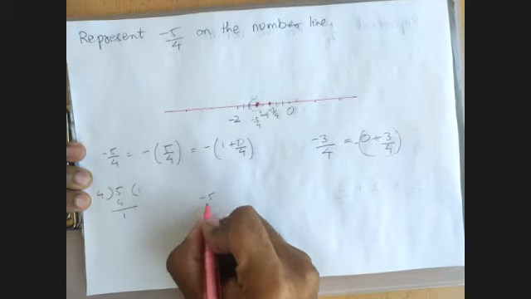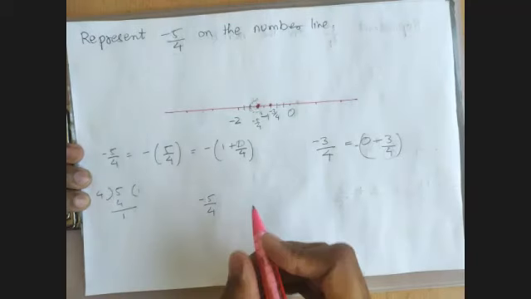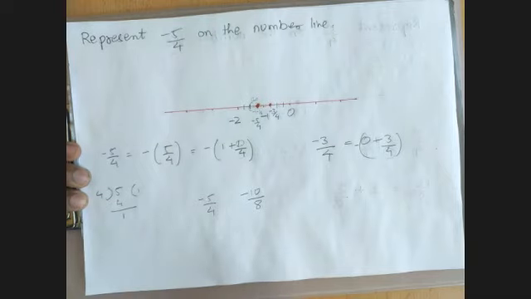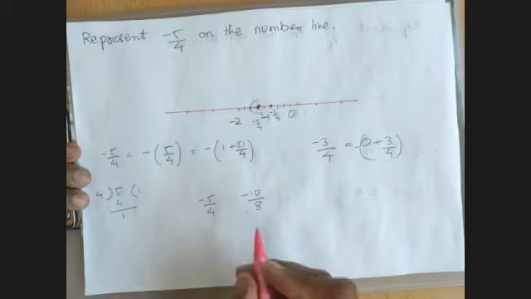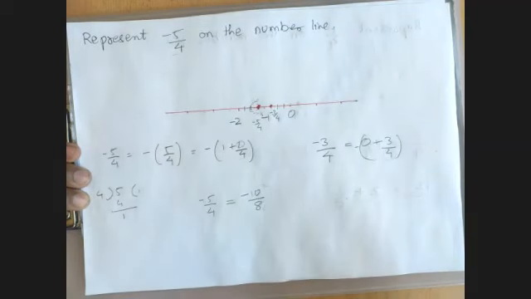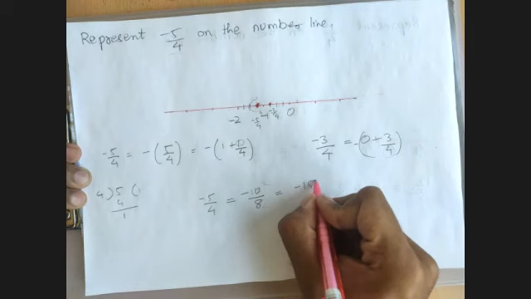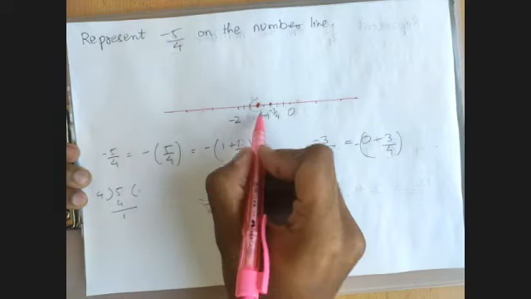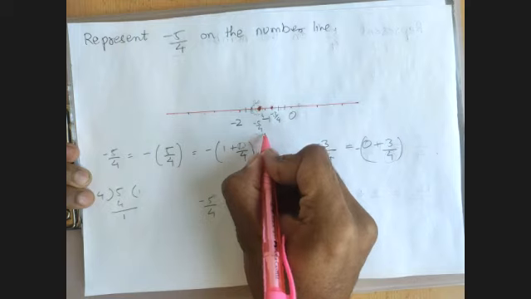While writing this, I have written minus 5 by 4. We have represented minus 5 by 4 over here. I will ask you to represent minus 10 by 8. Where do you represent that? That is also the point of minus 5 by 4. Because if you divide this by 2, you'll again get minus 5 by 4. And even minus 15 by 12, if you divide this by 3, you'll again get minus 5 by 4. That is again this point. Minus 15 by 12 is again this point itself.